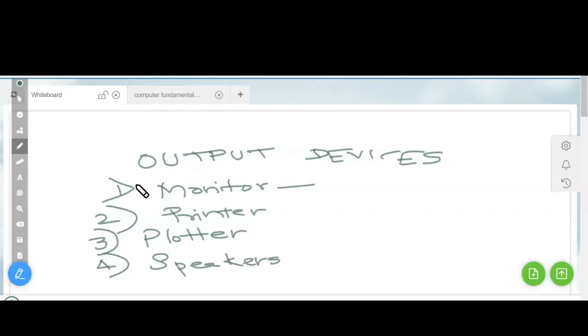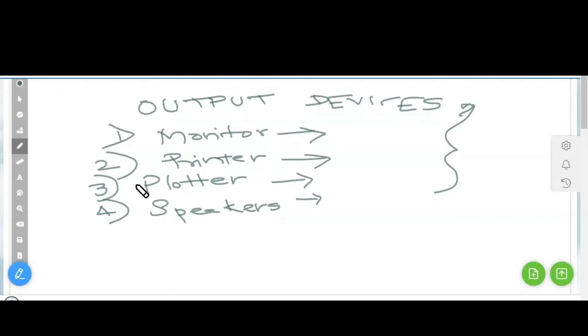We have seen different types of monitors used. Printers have different types; three types of printers are mentioned here. And plotters again have three types mentioned here. And for the speaker, what its use is has been discussed. So in this portion we have discussed all these things.